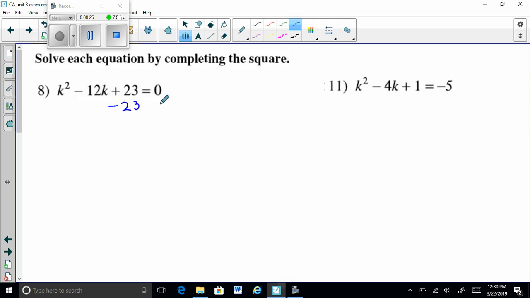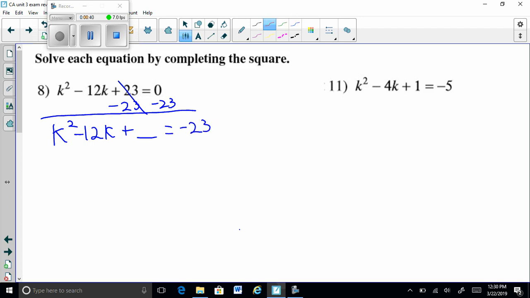But basically what we want to do is clear out this spot. So I'm going to subtract 23 on both sides right here. Now I'm going to have k squared minus 12k, plus blank, equals negative 23. The way completing the square works is I need to come up with a perfect square trinomial. The pattern is this needs to be half of this raised to the second power.